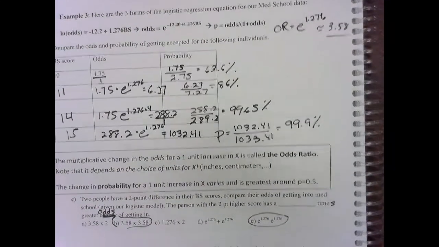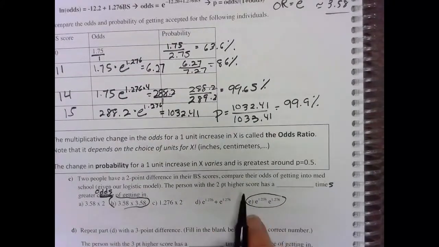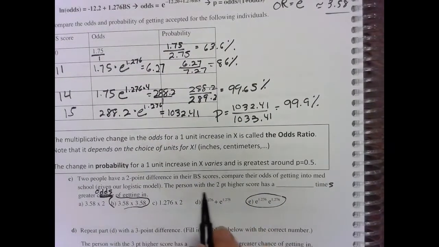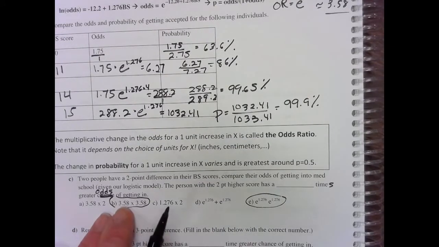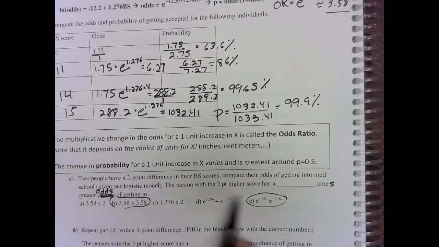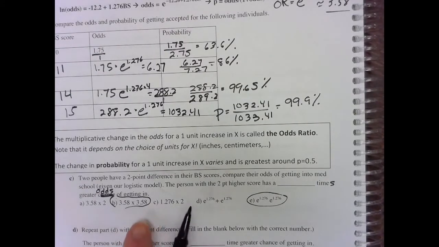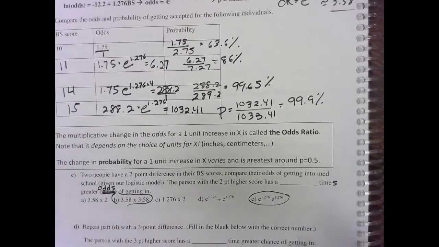All right, now let's just repeat. What if we have a 3? Oh, by the way, what if it was reversed? What if I said the person with a 2-point lower score? Well, then they would have what? You could either put negatives here, or instead of multiply, you would divide. You would have a 1 over 3.58 times 3.58. That's pretty obvious.